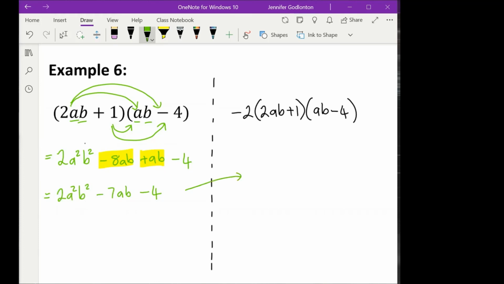Now, if you did the one on the right, what we're going to do from here is all we do is we take that negative 2 into the brackets. So I land up with negative 4a squared b squared plus 14ab plus 8.